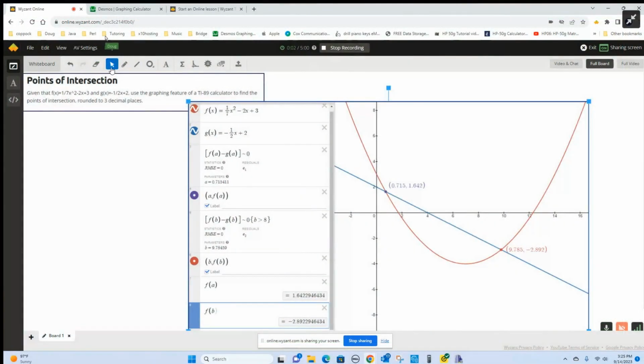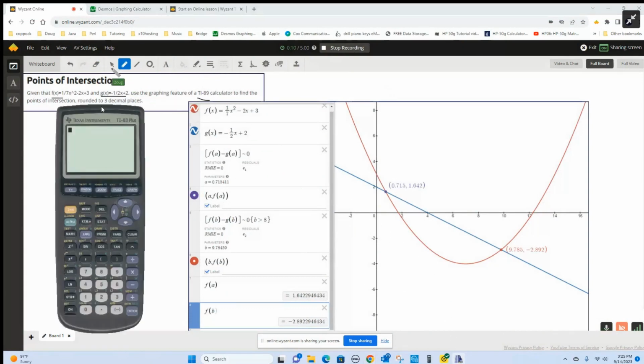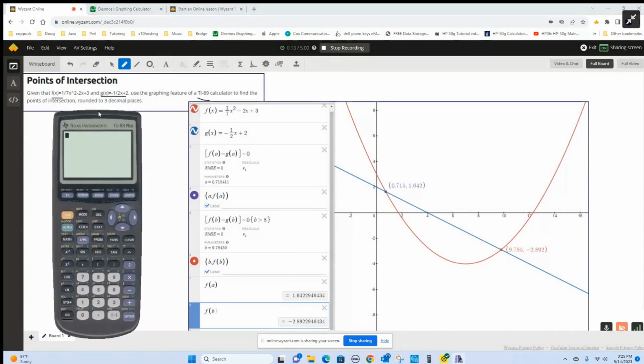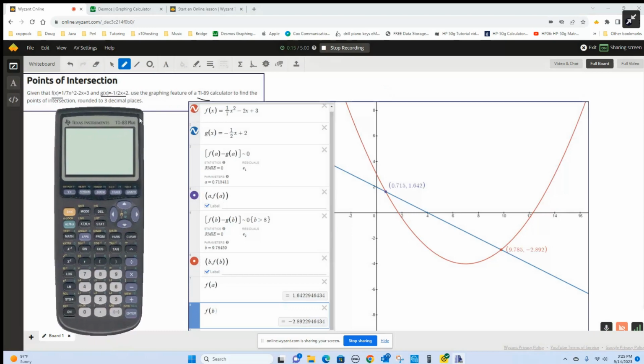These two functions, f of x and g of x. And we're asked to find the point of intersection using a TI-89 calculator. I only have a TI-83 simulator, but hopefully that'll be similar to the TI-89.